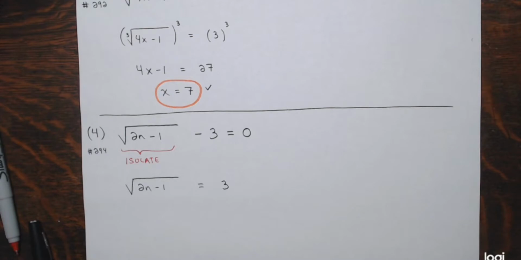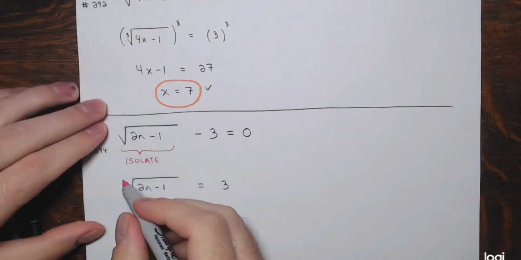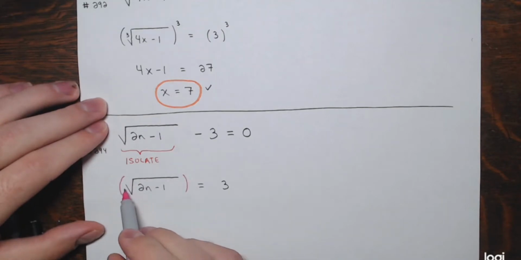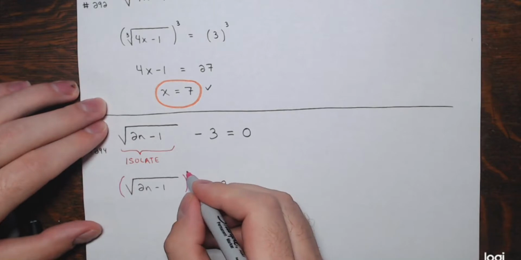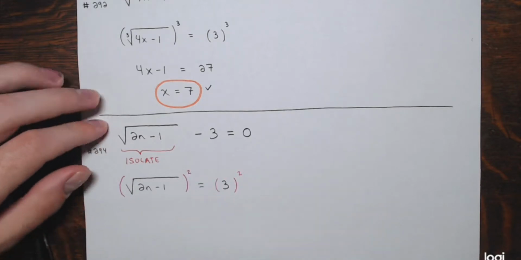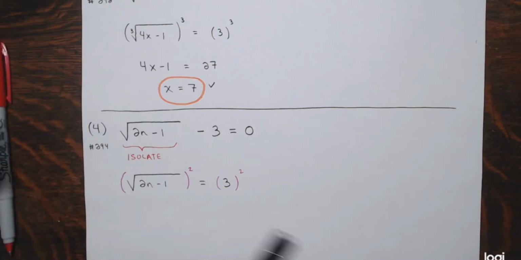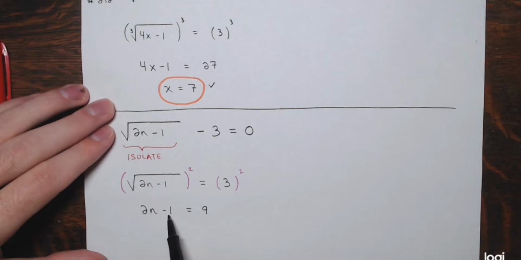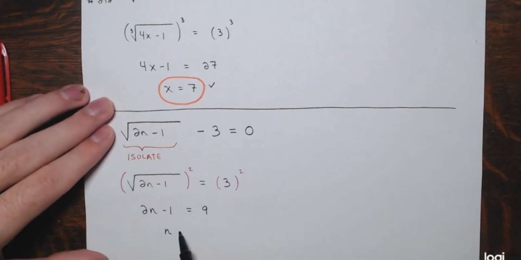All right, now that the radical is isolated, we raise both sides to a power to undo the radical. I'll just do it here. Now this is a square root, so I'm going to raise both sides to the second power to undo it. I'll be left with 2n minus 1 on the left equals 3 squared, which is 9, on the right. Then I would add 1 to get 10, divide by 2 to get n alone. 10 divided by 2 is 5.